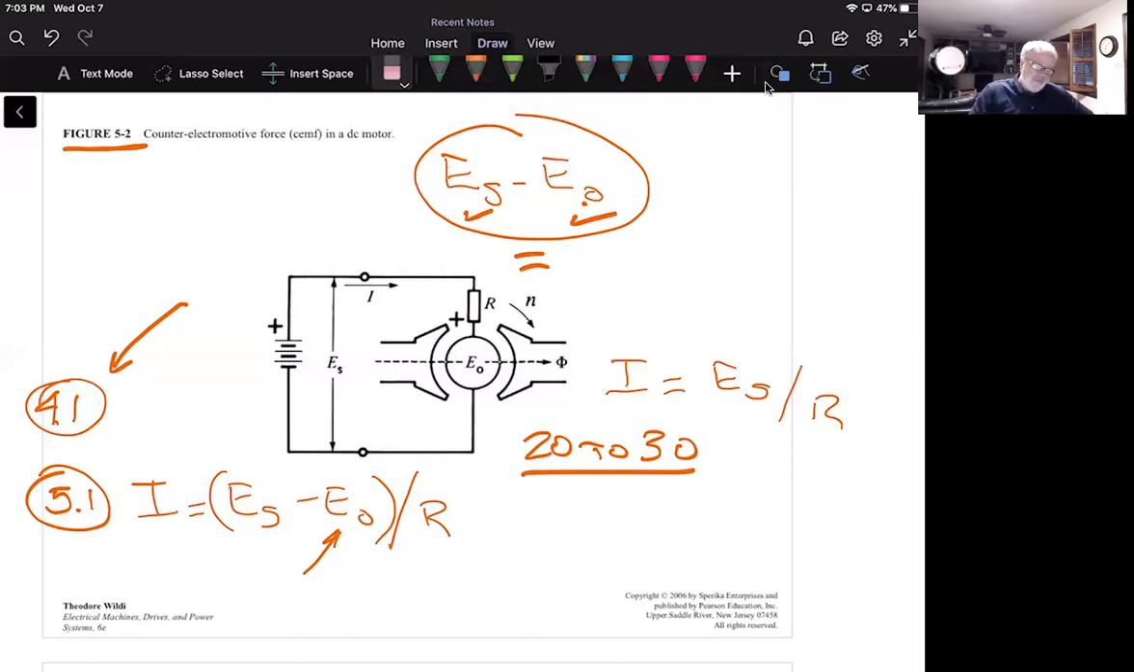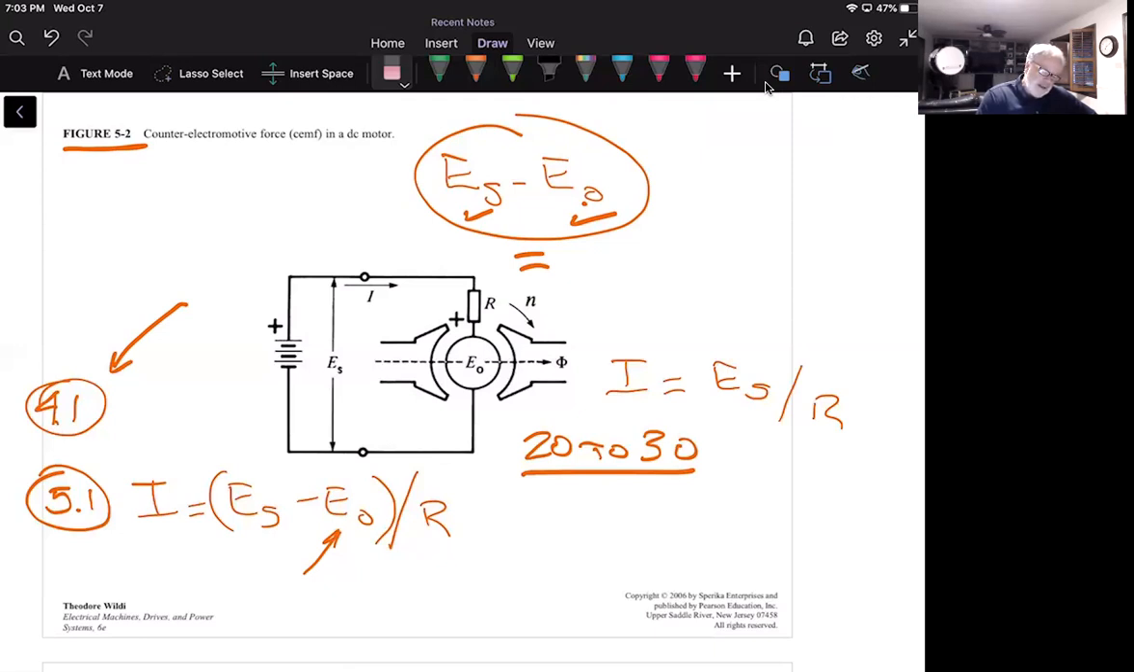And then, to finish up with this, why is E sub O always a little bit less? Well, there are certain things that cause the voltage to drop. There's the drag caused by the fan and the bearings, there's also that slight resistance, and all of that factors in. And so the armature voltage is always a little bit less than the source voltage.